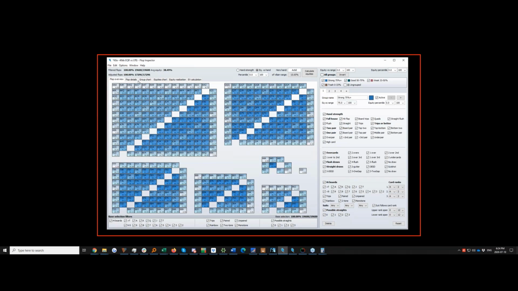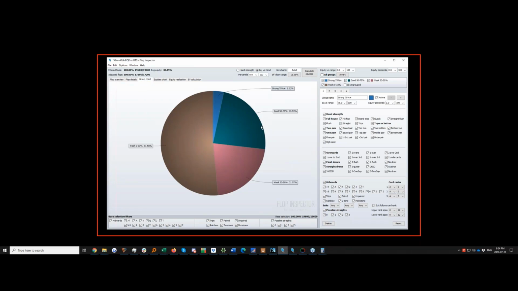So here, this software shows us a pie chart. And here we can clearly see how, with a hand like A6 offsuit, we are only going to flop a strong hand about 3% of the time. Then about 23% of the time, we will flop a good hand with 50 to 75% equity against the villain range. 21% of the time, 22% of the time, we flop a weak hand, let's say a 6 or some middle pair or some sort of draw. And then more than 50% of the time, we flop trash.